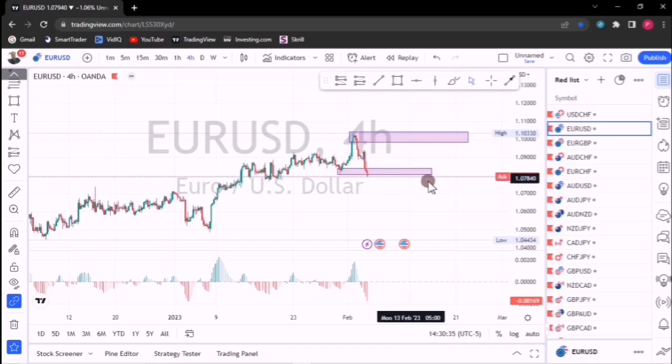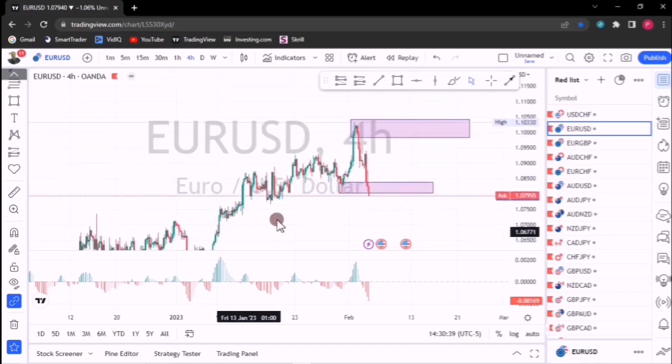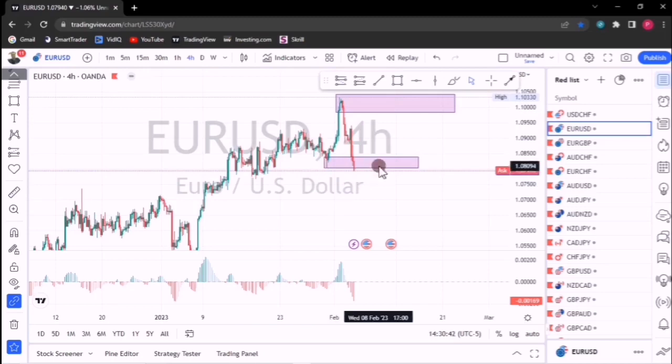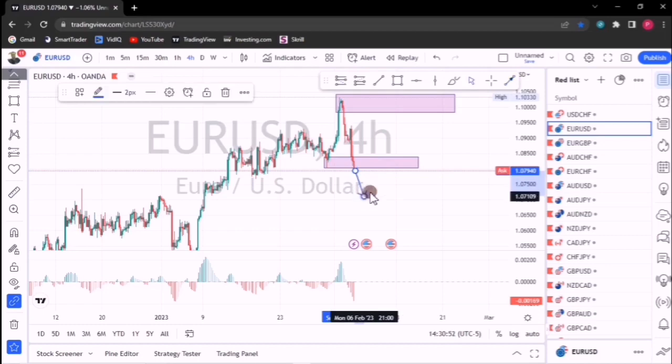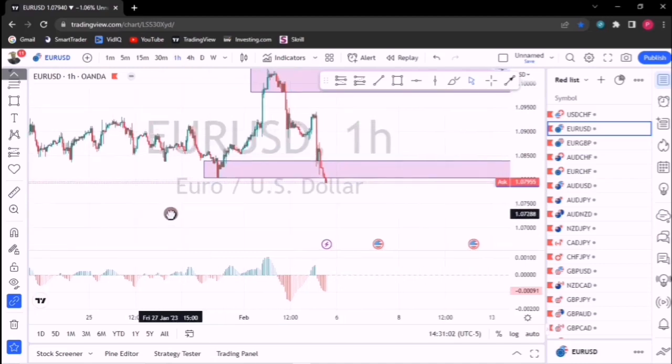So right here you can see that price seems to be making it through this key level. These are my key levels. Price seems to be making it through this key level. So right now I am expecting price to continue in the downward movement. So I will switch to the smaller time frame to have a clearer picture of the market.